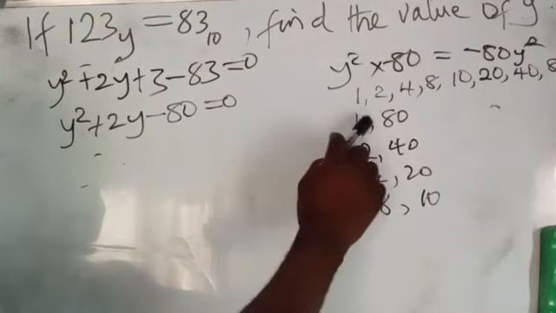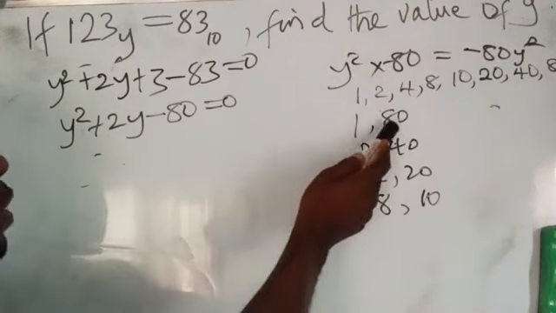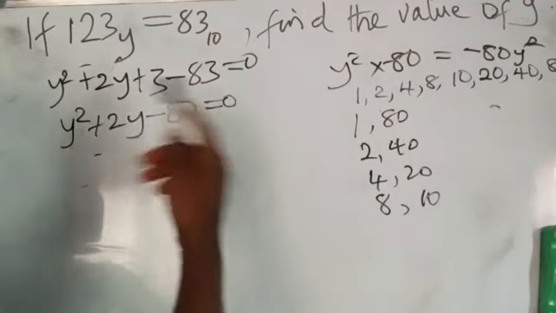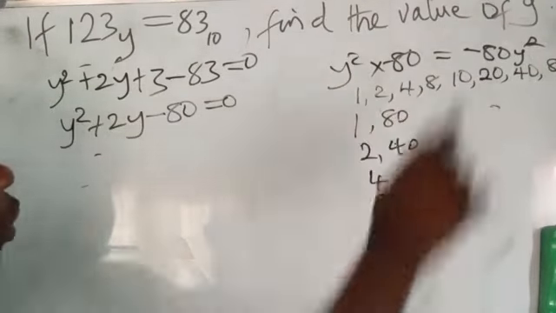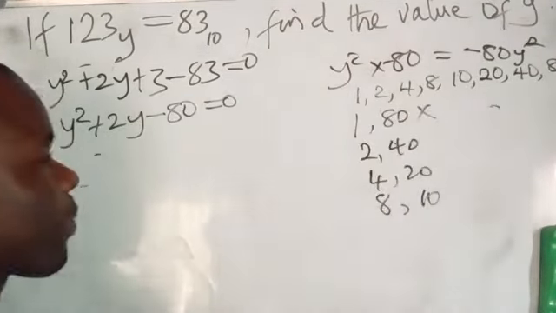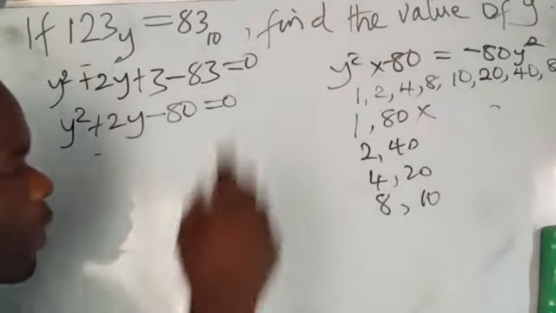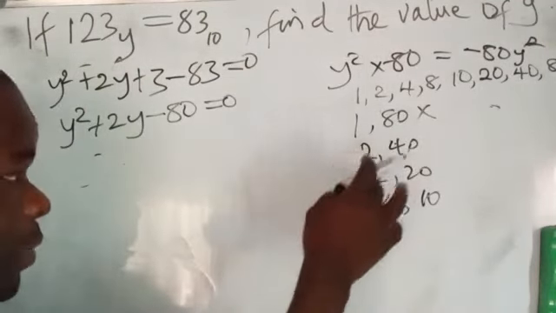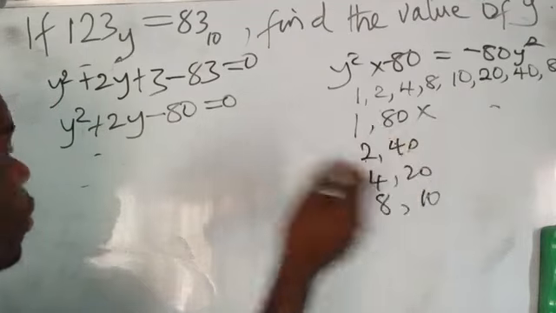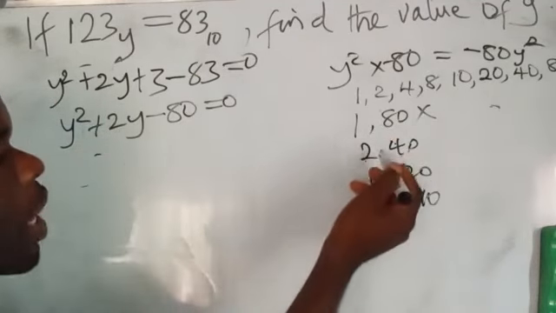But when you say 1 plus 80 is 81, is it 2? No. Then if you say 80 minus 1, it is going to give you 79. Is it 2? No. So this one is gone. We cannot use this pair. Now, if you come to 2 and 40, 2 times 40 will give you 80, good. But if you say 40 minus 2, can it give you 2? No, rather it will give you 38. And 2 plus 40 is 42.